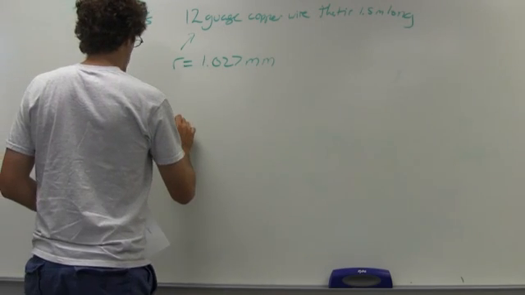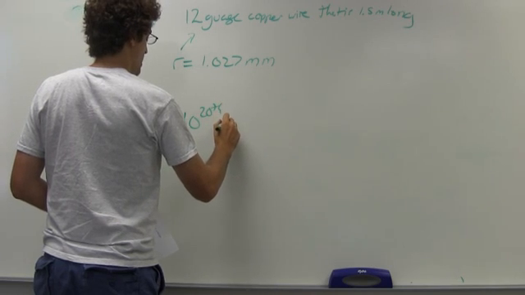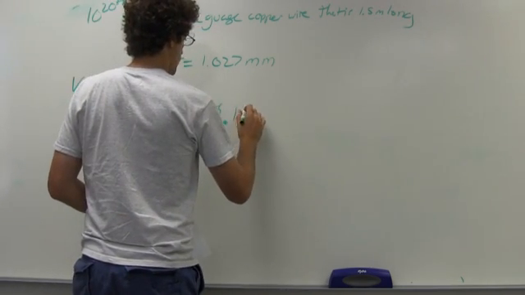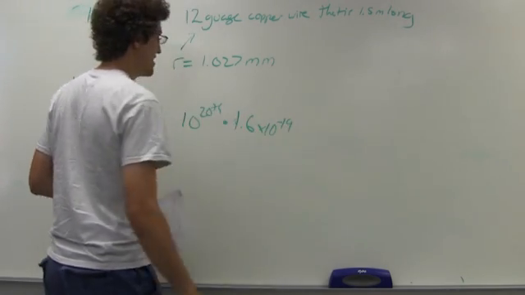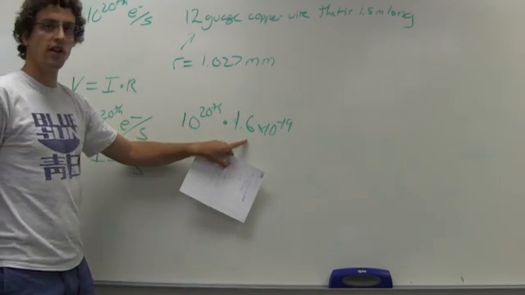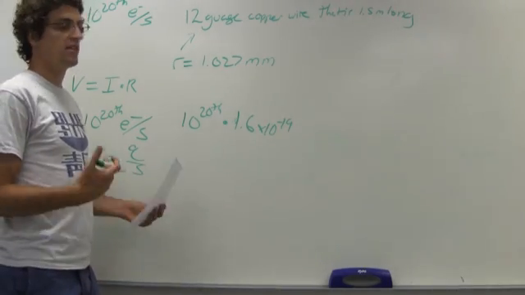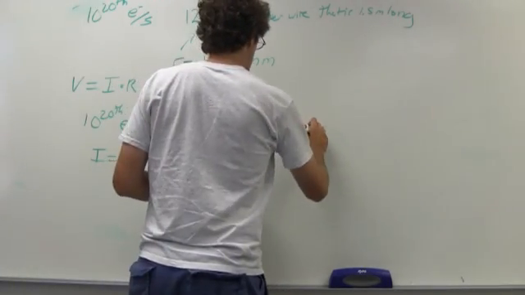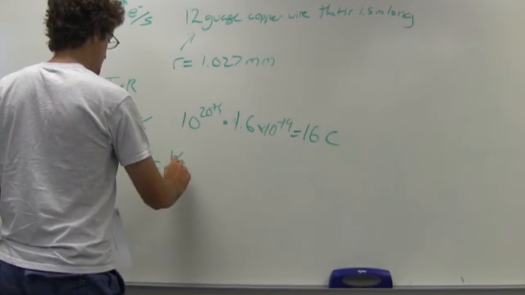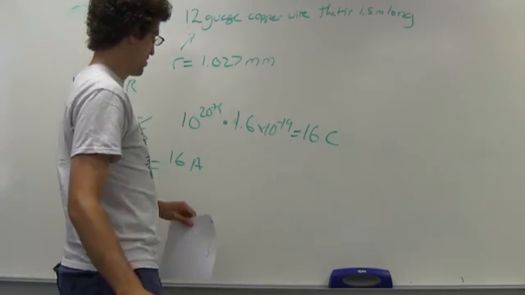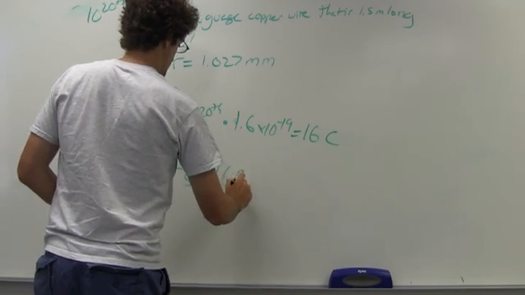And we know that we can convert electrons to charge by doing 10 to the 20th times 1.6 times 10 to the negative 19th. And the reason that works is because that's the charge of one electron. So if we have 10 to the 20th electrons, we multiply by the charge of one electron, and we get the charge of all of them. And that should give us 16 coulombs, which means the current is 16 amps. Or actually 16 coulombs per second, which happens to be 16 amps.